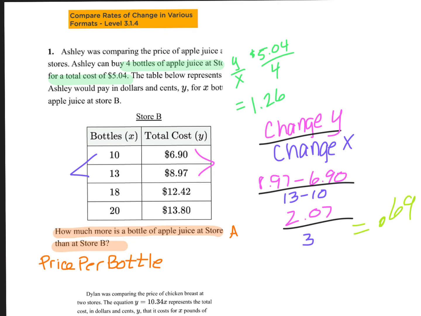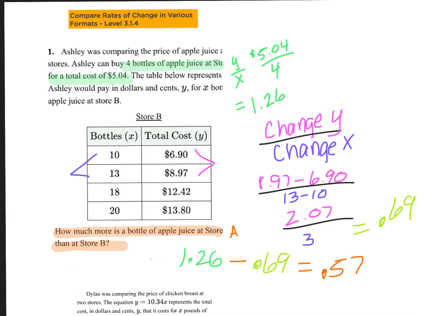So now to answer the final question here, where it says how much more is store A than store B, that means that we would need to take store A, which was $1.26, and we're going to subtract store B, which was 69 cents, for a difference of 57 cents. Because again, when it's saying how much more, we need to find the difference between those two. So the final answer here for this one is going to be 57 cents.